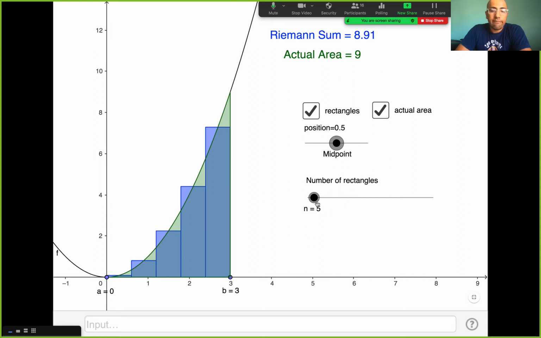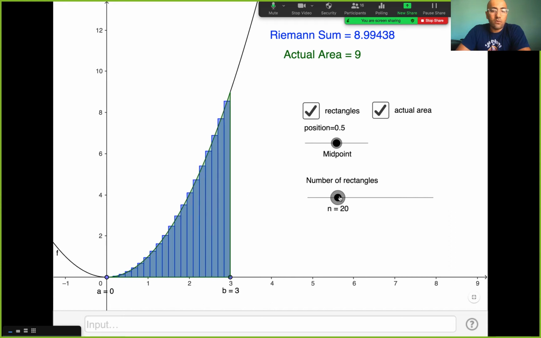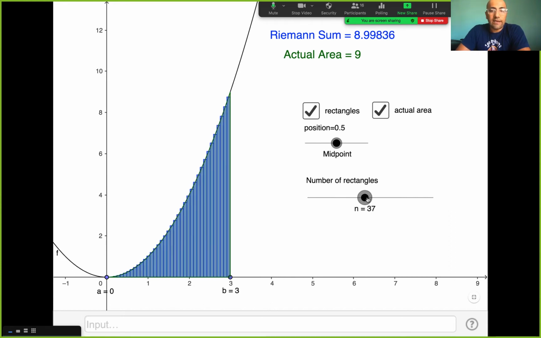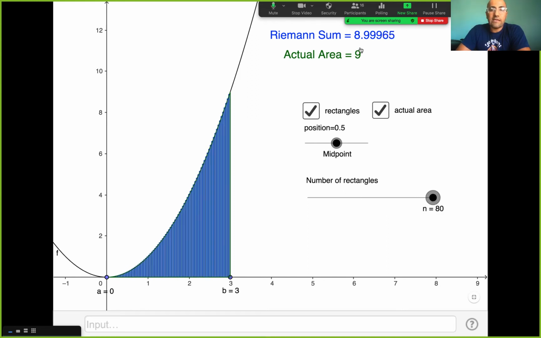Right? Look, with only 5 rectangles, I'm already very close to the answer. The sum of all 5 of these blue rectangles is 8.91, which is very close to this 9. Good. Okay, so then as I increase this to more and more rectangles, I get closer and closer to the real answer. So look, after 80 rectangles, the sum of all those blue rectangles is 8.99965, really close to the 9. Not exactly the exact answer, but very close.